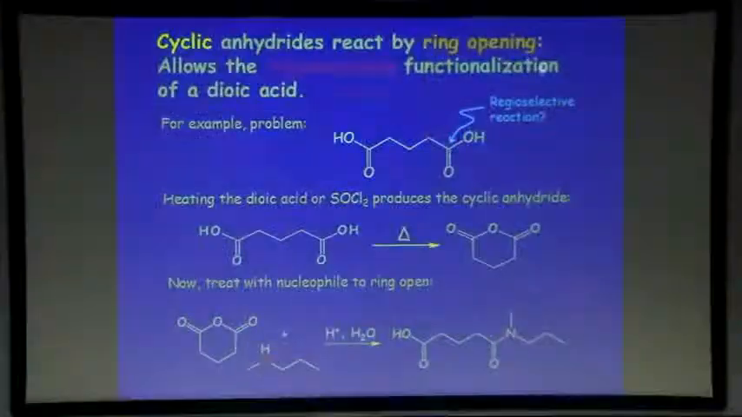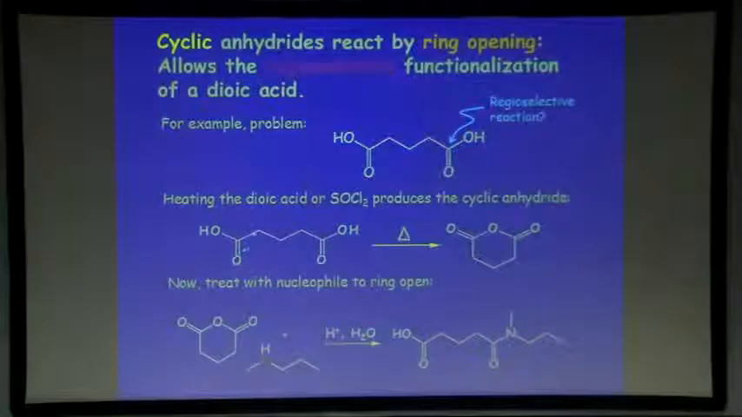Cyclic anhydrides solve one problem of regioselective functionalization of a dicarboxylic acid. Let's assume you have this dioic acid and you want to selectively functionalize only one carbonyl function. That's very hard to do because there are two of them in the molecule, and any nucleophilic reagent will attack either one randomly. Okay? So the trick is to turn this dioic acid into the corresponding anhydride.